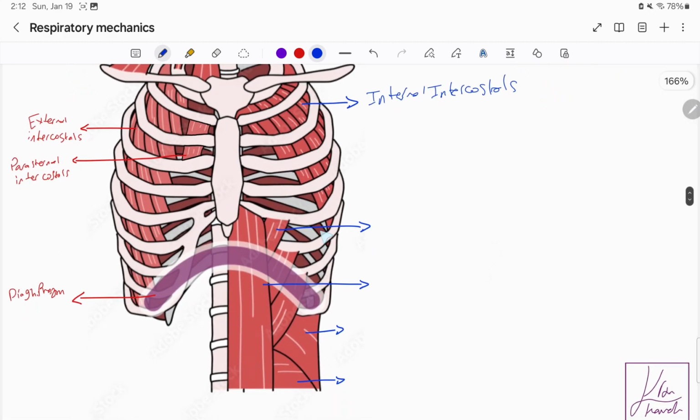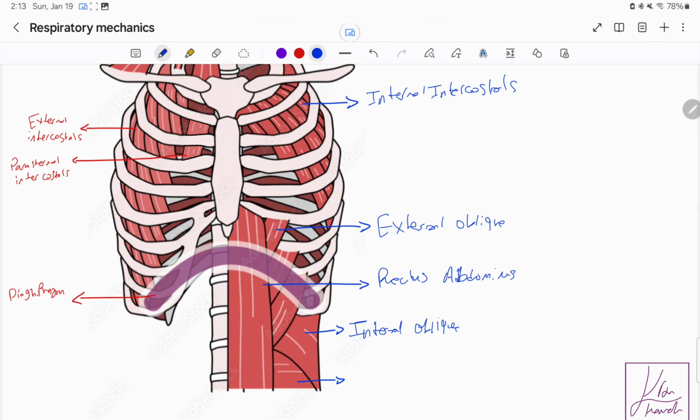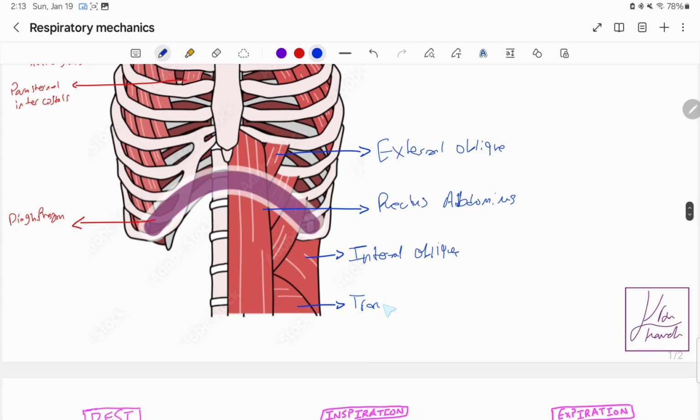All right, next we have this muscle here, the external oblique. And basically all of the abdominal muscles. So for example, the rectus abdominis, and then we also have the internal oblique. Okay. Now, the last one being the transversus abdominis. Okay, the transversus abdominis. Basically all of these muscles.